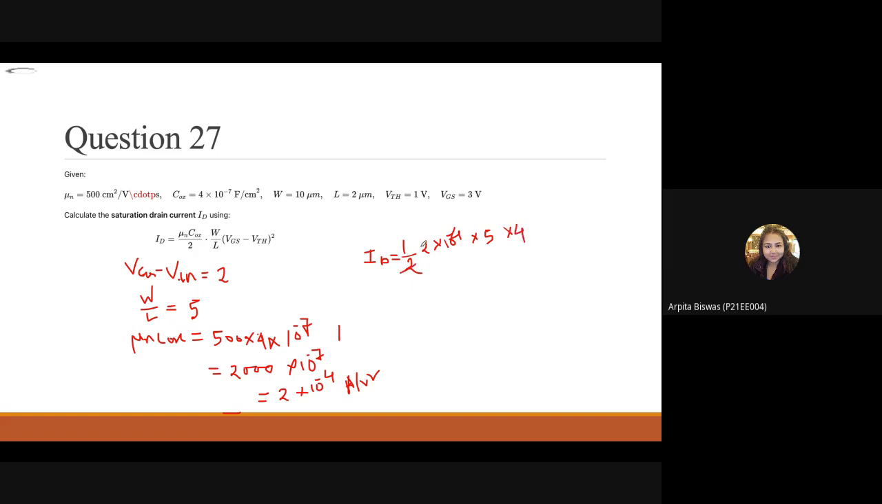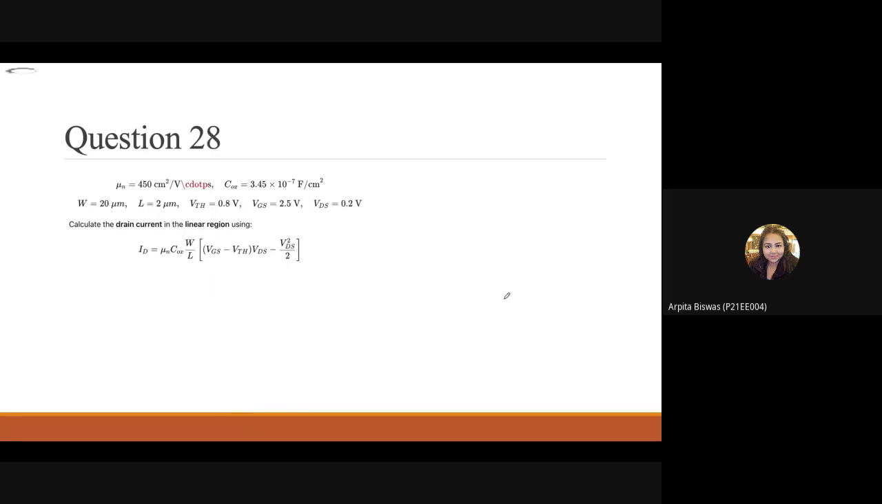Just cross multiply. So 20 into 10 to the power minus 4. This is in ampere, right? So tell me what is the value of it? 2 milliamps. Can you tell this is 2 milliamps? Is it clear for all of you? Yes, ma'am. Can we move to the next question, question number 28?